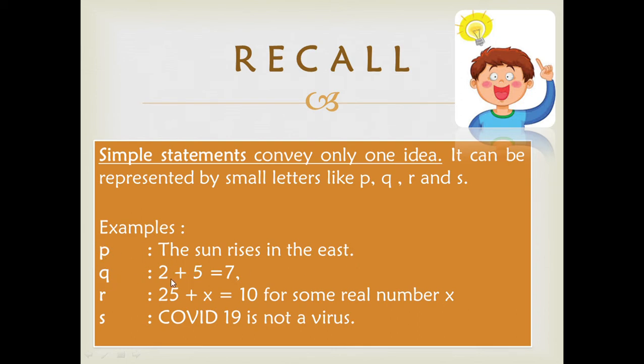Same with Q. Ang ibig sabihin ng Q ay 2 plus 5 equals 7. Ibig sabihin ng R ay 25 plus X equals 10 for some real number X. At si S naman ay COVID-19 is not a virus. So, bawat isang letter dito ay katumbas na ng isang ibig sabihin. Yun yung simple statement.